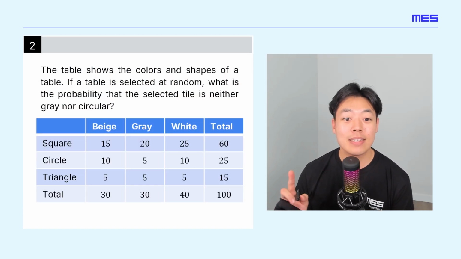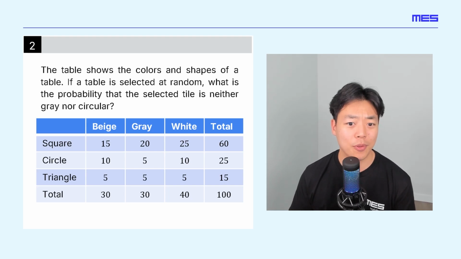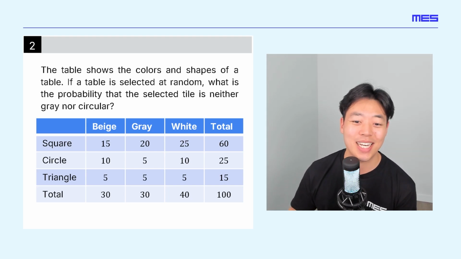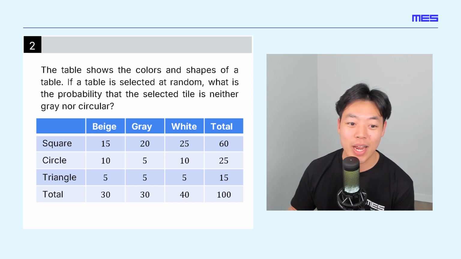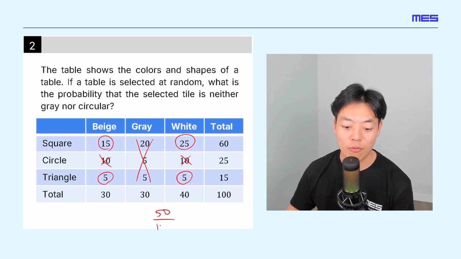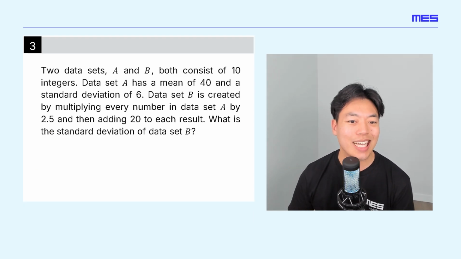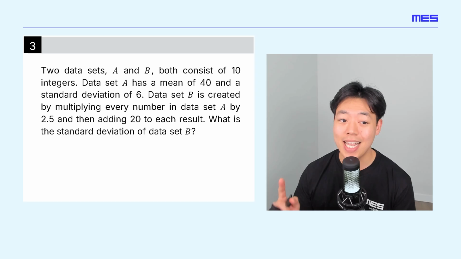Number two, the table shows the colors and shapes of a table. If a tile is selected at random, what is the probability that the selected tile is neither gray nor circular? So none of these, none of these, none of these. So we're left with 25, 5, 5, and 15. Those add up to 50. Out of a total of 100, the probability is 1/2. An easy one there.